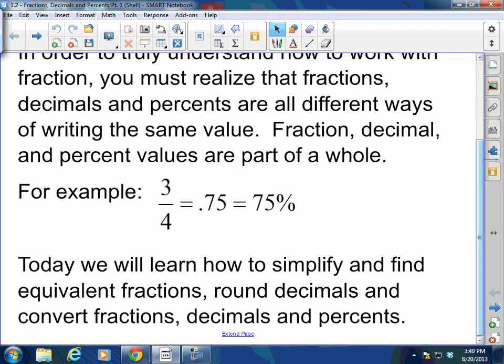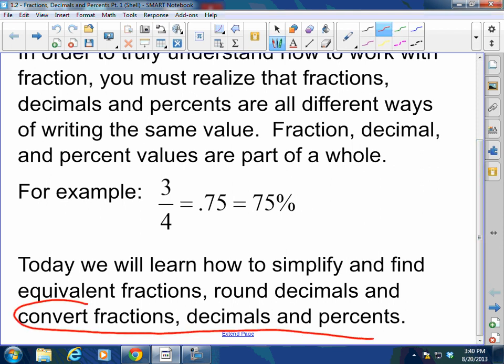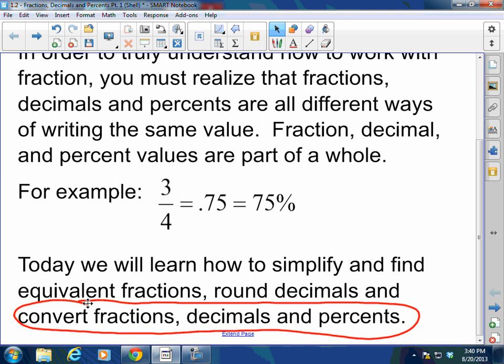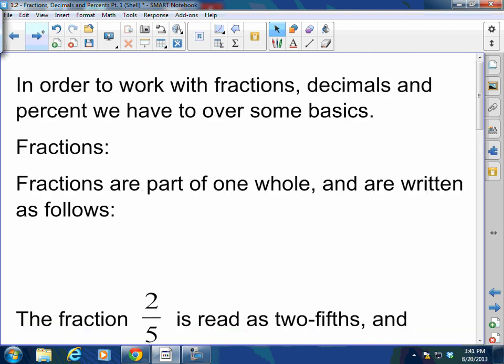Today we will learn how to simplify and find equivalent fractions and round decimals, and then in part 2 we will learn how to convert fractions, decimals, and percents. So that will be for tomorrow's lesson. For today, we're going to learn how to simplify and find equivalent fractions and round decimals. All right, so let's move on.